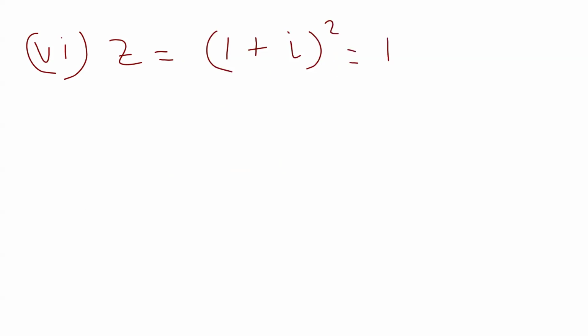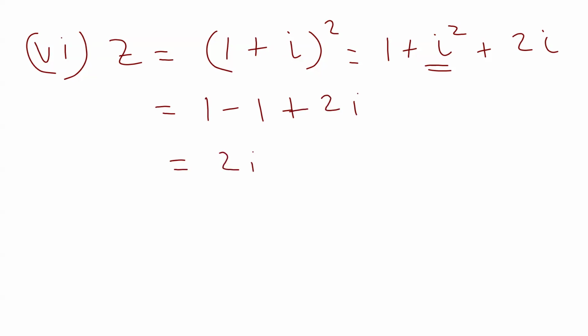Let's go to the sixth one. The sixth one is (1 plus i) the whole square. So just simplify this first. So 1 square plus i square plus 2i. a square plus b square plus 2ab. Now i square being minus 1. So this is minus 1 plus 1 plus 2i. So this is equal to 2i.